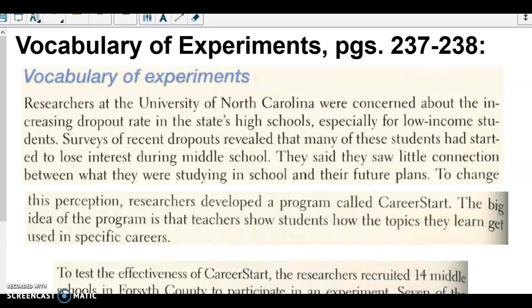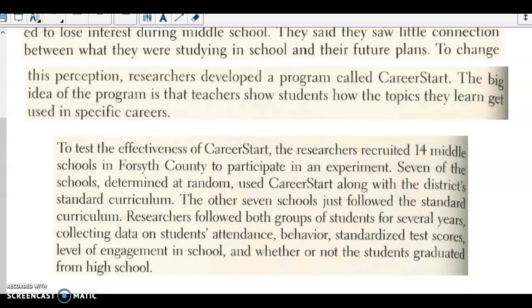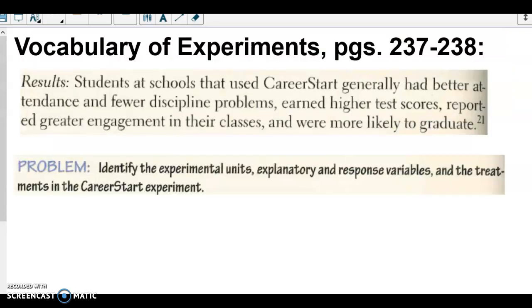Okay, so I'm not going to read that whole entire thing to you. Pause the screen and read it, or read it on your own separate notes. They're talking about the effectiveness of Career Start. So they recruited 14 middle schools in this particular county. Students at the schools that used Career Start generally had better attendance and fewer discipline problems, earned higher test scores, reported greater engagement in their classes, and were more likely to graduate.